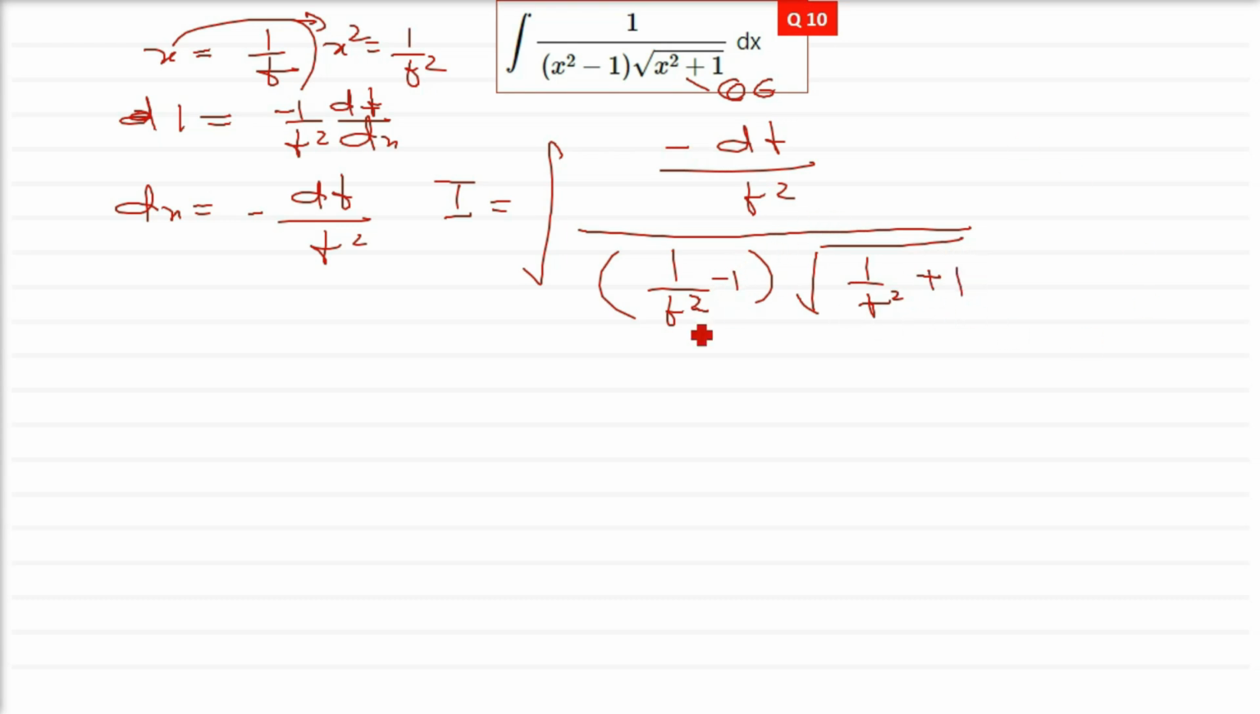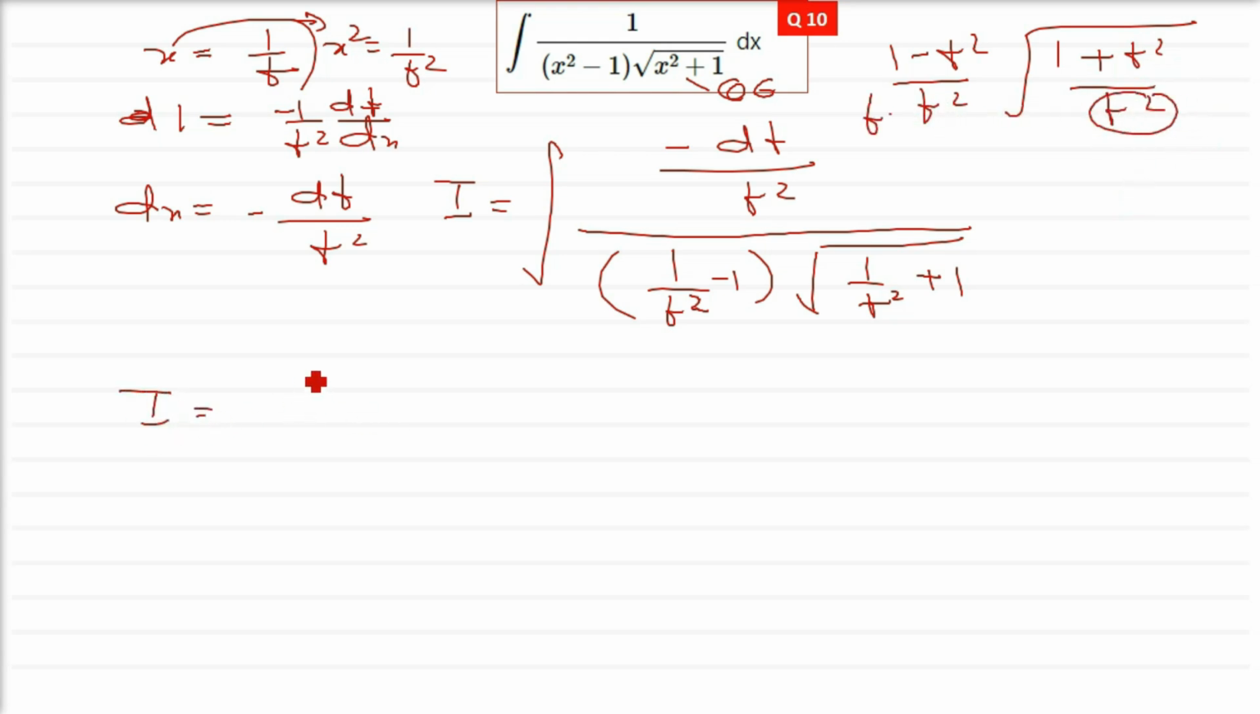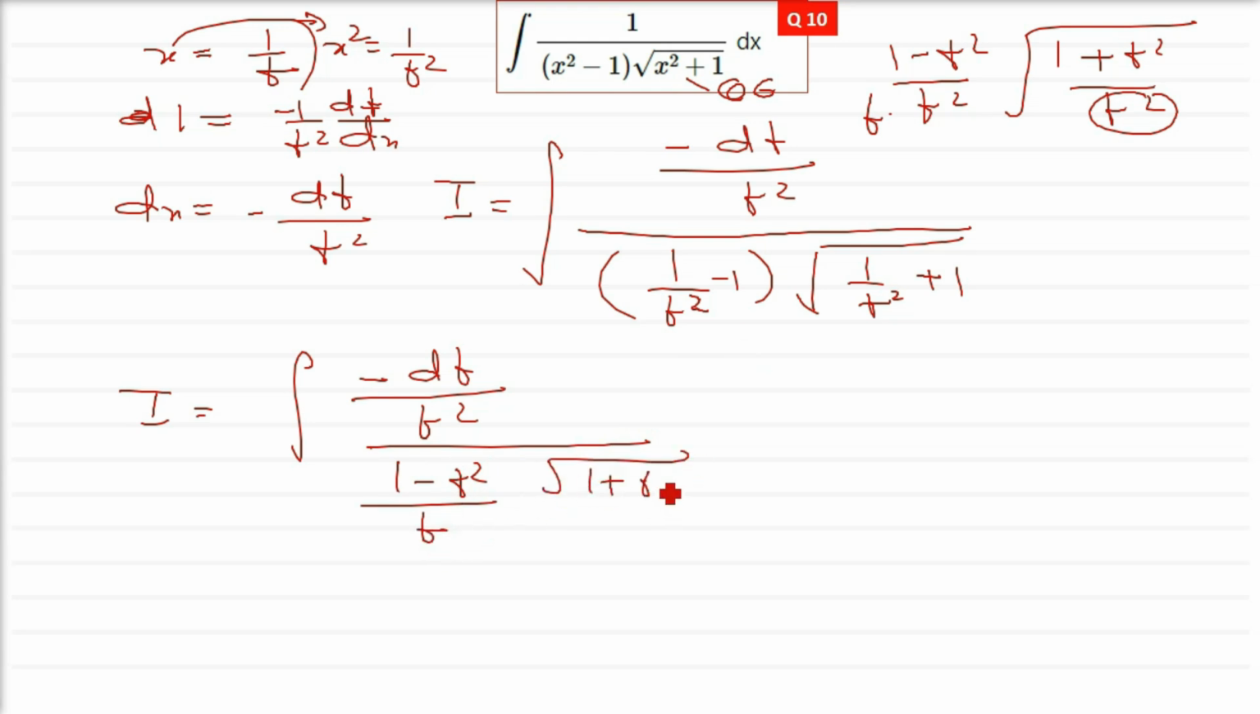So what is the benefit? I'm writing this here. This 1 by t square minus 1 will be 1 minus t square by t square. 1 plus t square by t square for 1 by t square plus 1. 1 t can come out. Now the integration will become like this. Integration of negative dt by t square divided by 1 minus t square divided by t square actually, and 1 plus t square divided by t. So you have a t cube in the denominator, t square in the numerator.